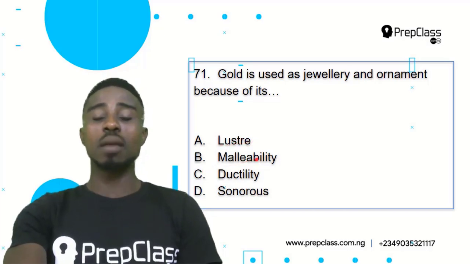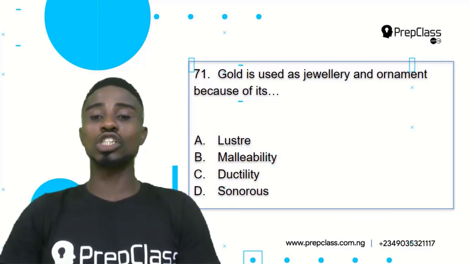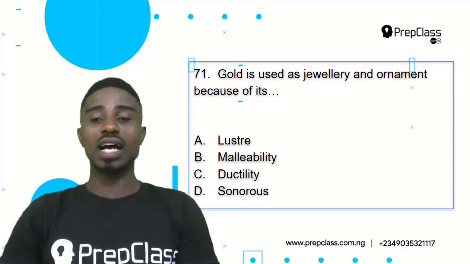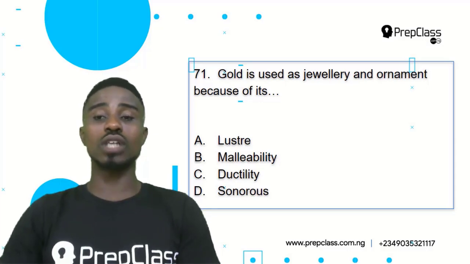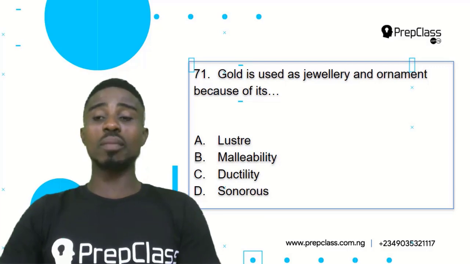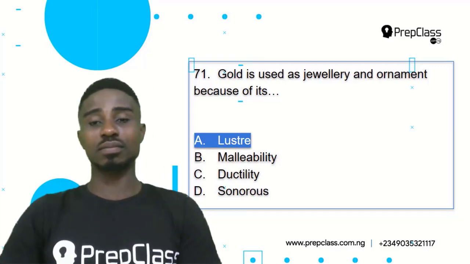Option B, malleability. Malleability is a property where a metal is hammered into sheets, and that's not the reason why gold is used as an ornament or jewelry. Ductility is the property of a metal being drawn into wire, and that's also not the reason gold is used as jewelry or ornament. And sonorous is the property of a metal to produce sound, and that also is not our answer. So option A, luster, is our correct answer.